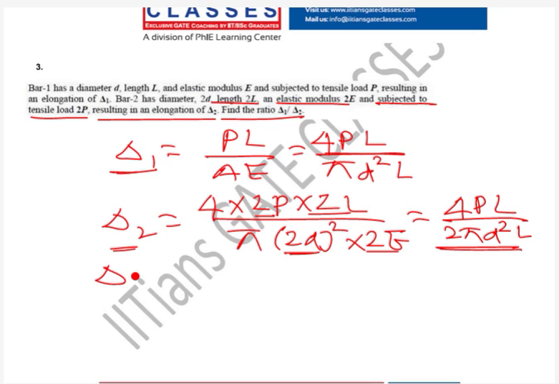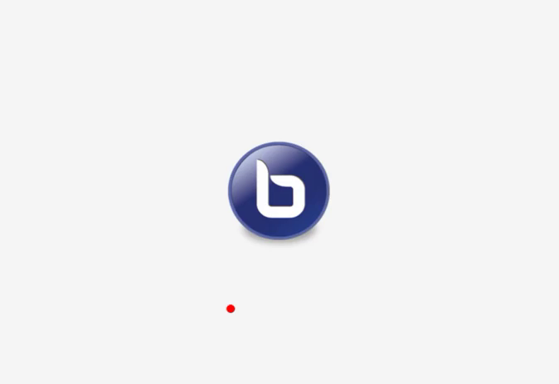Now they ask the ratio d1 upon d2. So d1 upon d2 is what? It is 2. Is it clear? So is this a tough question? It was asked in GATE Mechanical. So it's one of the simple questions, a simple formula based question. Is it clear to everyone? Okay, let's move to the next problem.